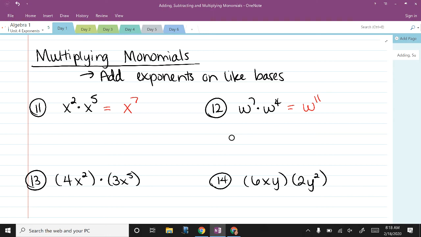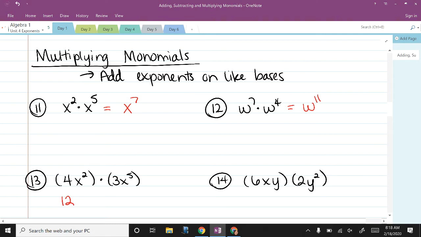All right, number 13. 4x squared times 3x to the 5th power. Now, what do you think you do with those coefficients? The numbers are kind of variables. You just multiply them. What's 4 times 3? 12. So the numbers you just multiply together.